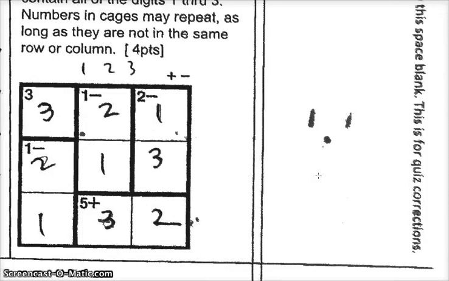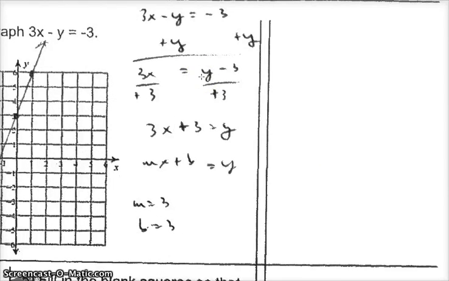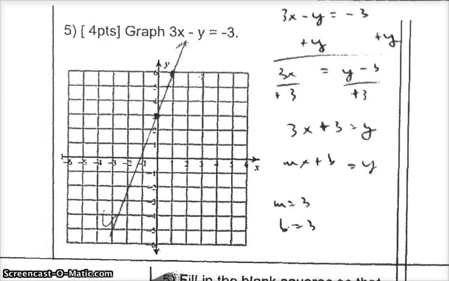Question number 5. A lot of students are struggling on graphing. You're given an equation in standard form. We're going to talk about standard form again in chapter 3 starting next week. I wanted to get into slope-intercept form, y equals mx plus b. Notice how the y variable is isolated. So somehow I need to get where it says y equals. Well, if I add y to both sides, these will cancel. This comes down, you're left with 3x equals -3 plus y, or y minus 3.